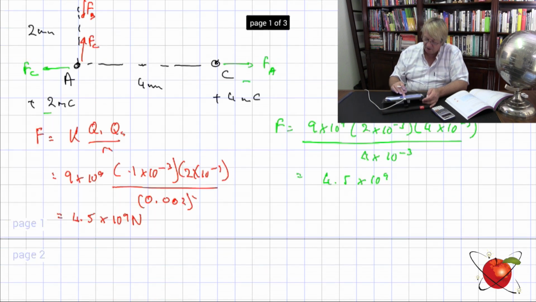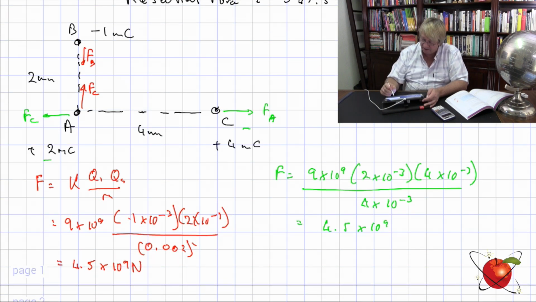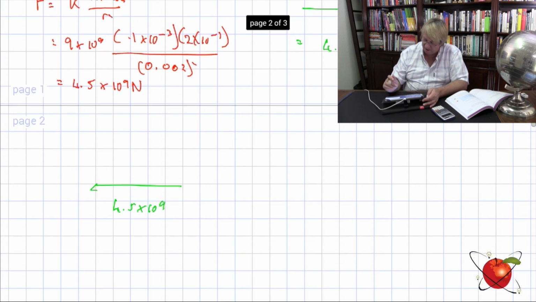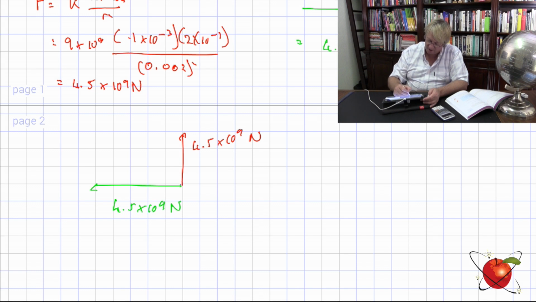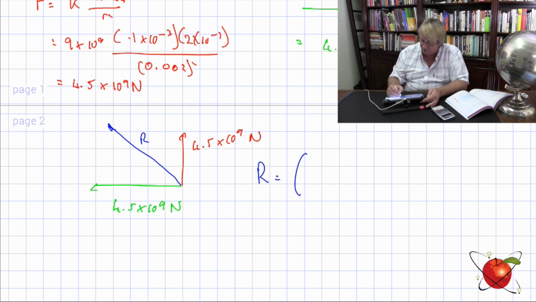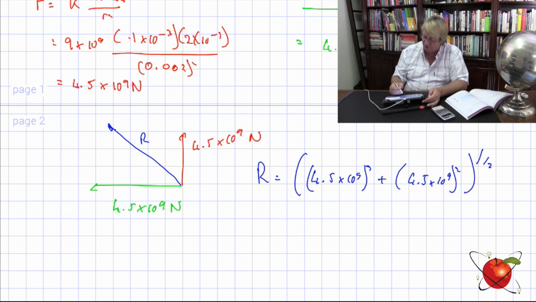Let's go back and look. The red force was pulling me up, wasn't it? The red force was pulling me up, in this case, of 4.5 times 10 to the 9 newtons, just for completeness' sake. Green, newtons. So what have we got? We're back to the old problem that we've had before. We move that one across and we get an R. And we can say that R is going to be equal to the square root of that times 10 to the 9 squared plus the same thing, all to the power of a half, which is the square root, correct?